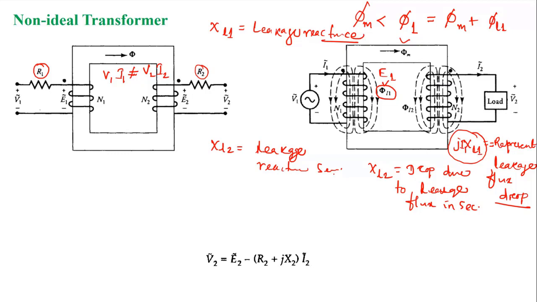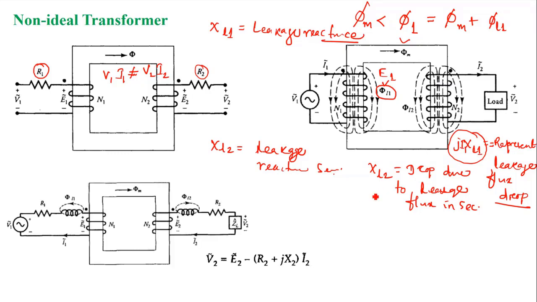Okay, so this is how we represent it. Now, if I represent R1 and R2, we can see the leakage flux is represented like an inductance here, right? Practically, resistance you can see or measure, but this leakage reactance you cannot see or visualize practically. This is just a modeling aspect of the transformer. We are modeling the drop due to the leakage flux as XL1, XL2 in the primary and secondary side respectively.